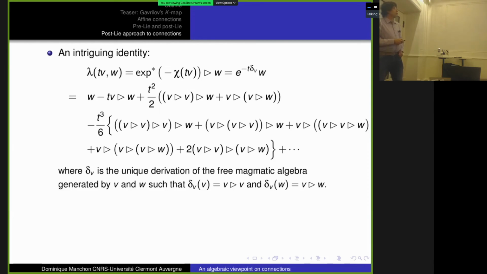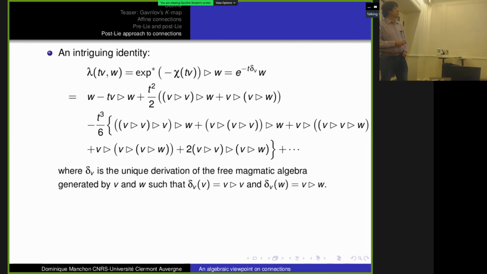We obtained a quite intriguing identity. So this lambda is basically the parallel transport of the direction W along the geodesic given by this. And we have two expressions for this parallel transport. The left-hand side is a post-Lie expression, because it uses the post-Lie-Magnus expansion. The right-hand side is a purely magmatic expression. It just uses the triangle.